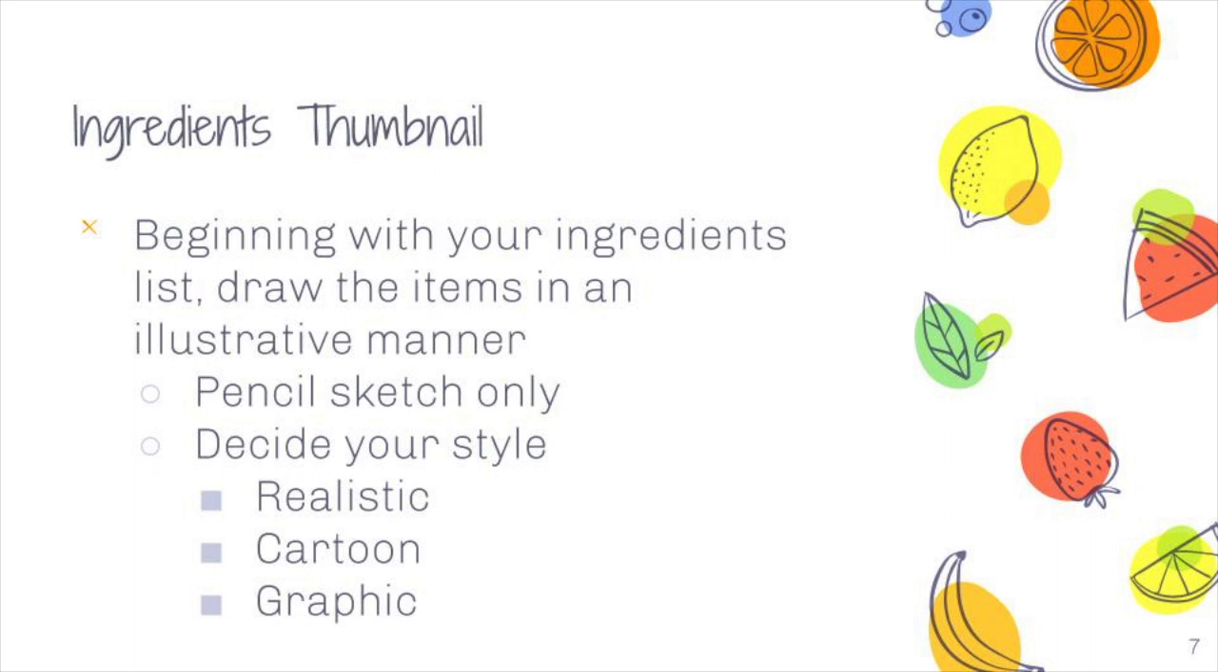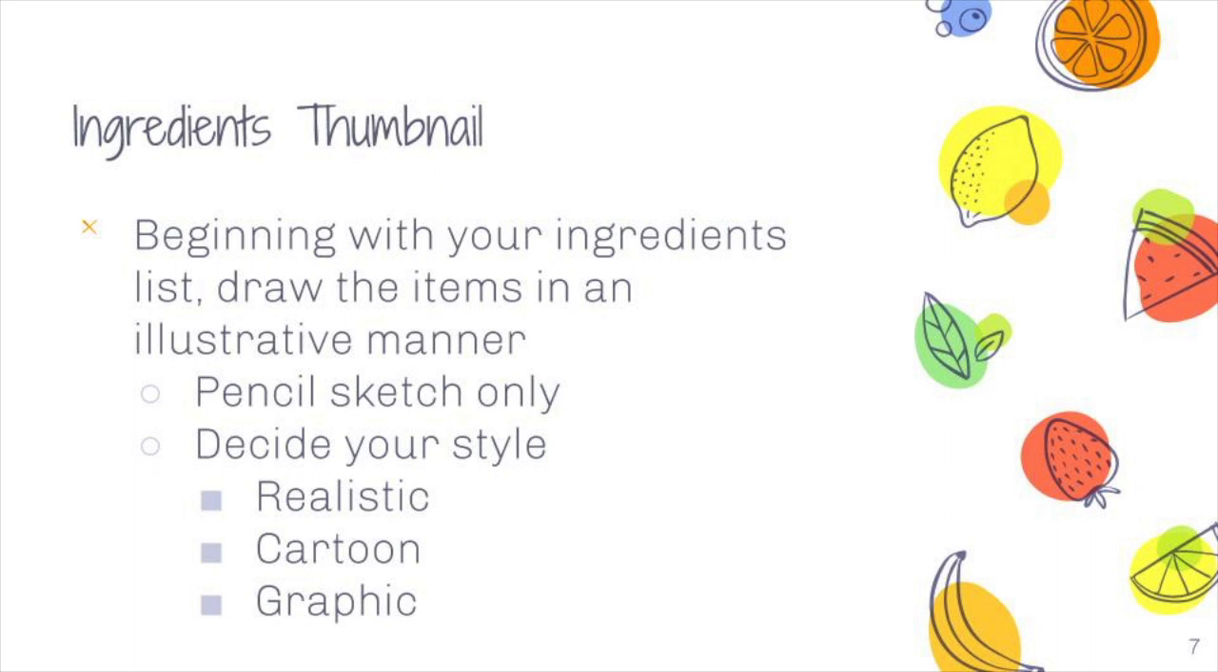Then you are going to solely look at your ingredients list. For every ingredient that you have, you are going to create a visual drawing of what that is. So if you have peanut butter on your ingredient list for a peanut butter and jelly sandwich, I want to either see a tablespoon of peanut butter or maybe a jar of peanut butter, maybe a combination of those things.